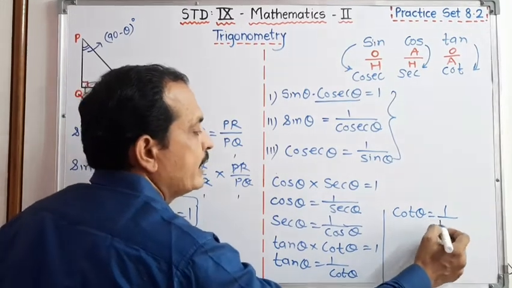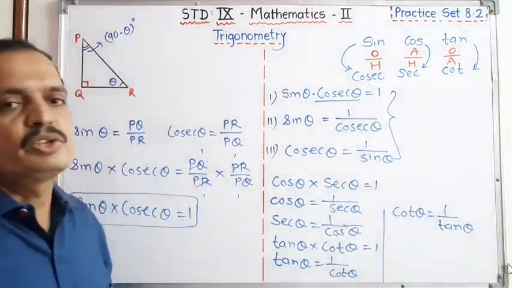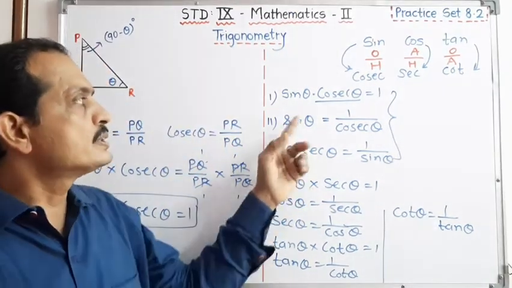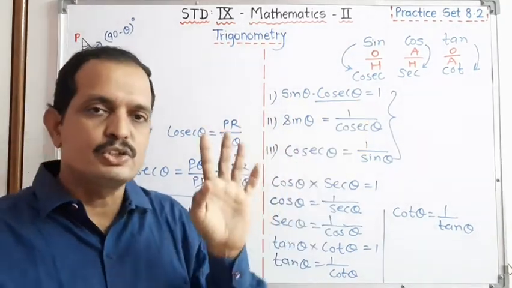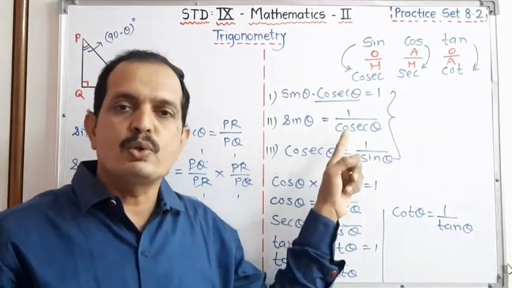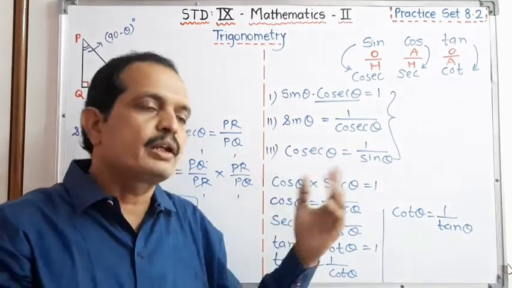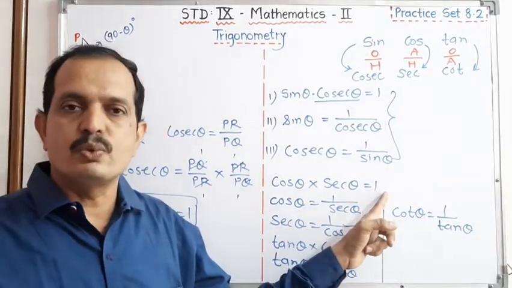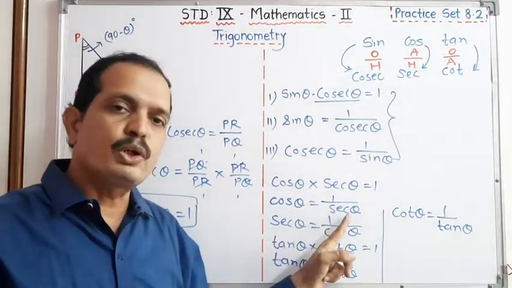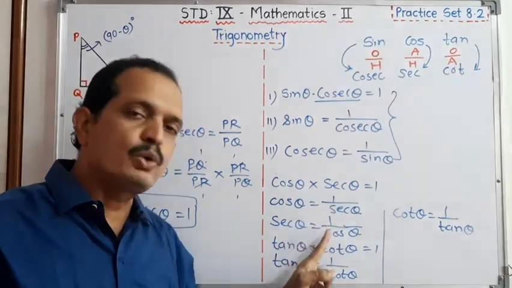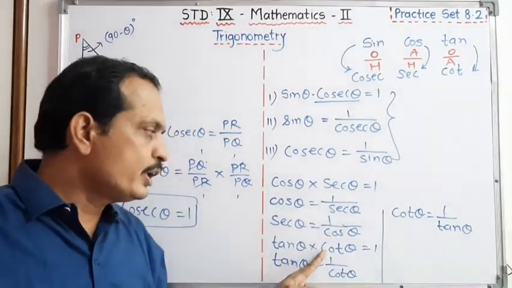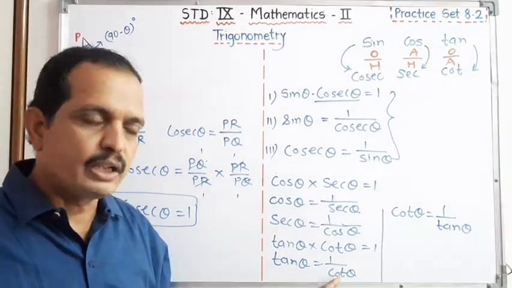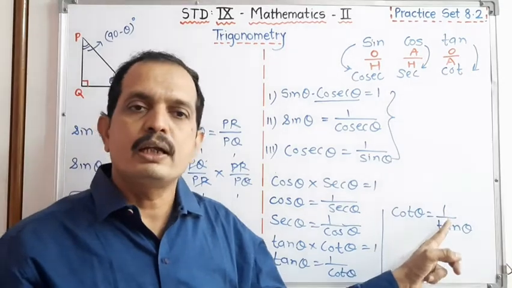1 upon tan theta. But then, dear student, these are the important formulas which we have to use to prove the sums, that is sine theta into cosec theta is equal to 1. Cosec theta is equal to 1 upon sine theta. Sine theta we can convert into cosec theta. Same thing, cos theta into sec theta is equal to 1. Cos theta is equal to 1 upon sec theta. Sec theta is equal to 1 upon cos theta. Then tan theta into cot theta is equal to 1. And tan theta we can convert into 1 upon cot theta. And cot theta is equal to 1 upon tan theta.